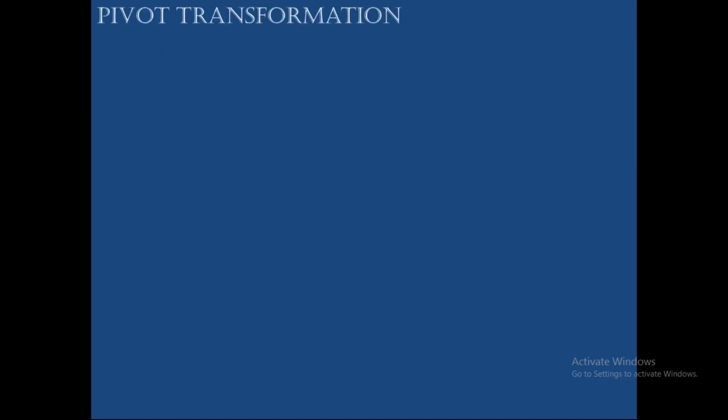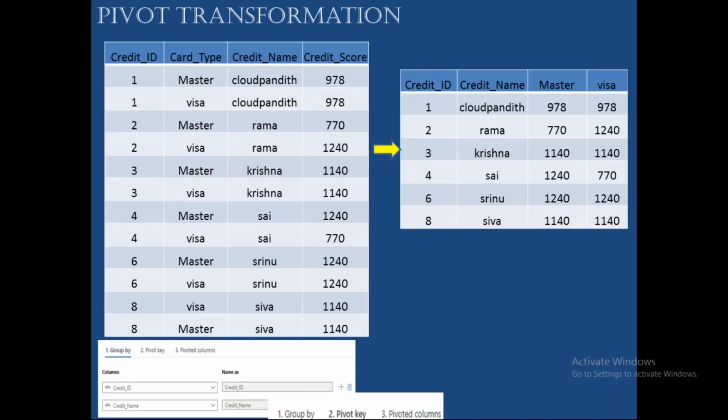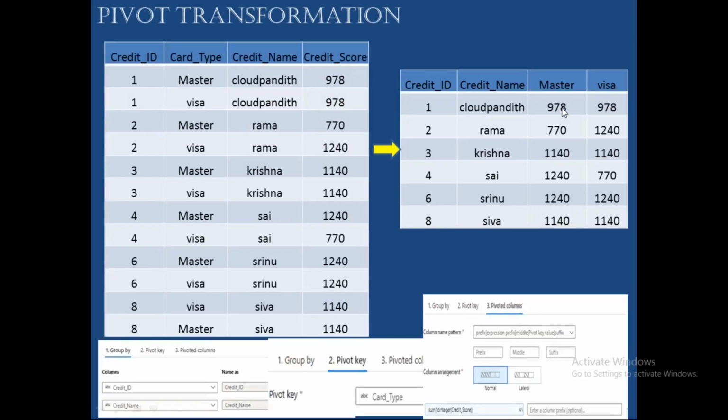Let's say, previously you see, in this result, if the master score and visa score are the same for Cloud Pandit, then he is eligible, maybe for a loan or something. If these two are not the same for Rama, then this record is ineligible. So he is eligible again. Krishna, Sai is ineligible, Srini is eligible, Shiva is eligible, something like that.